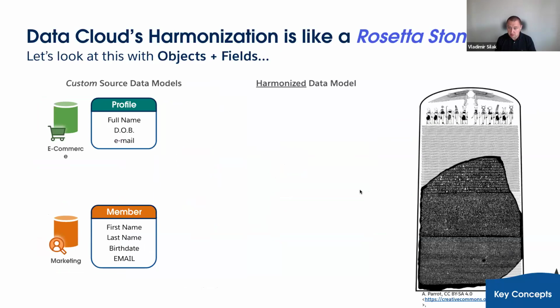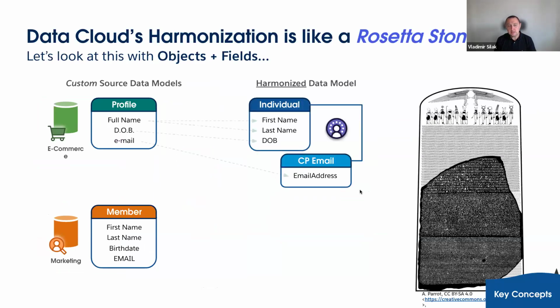A very simple example here, and on the right you can see that Rosetta Stone picture. When we're looking at the e-commerce profile, for example, we've got 3 different attributes: full name, date of birth, and email address. What we end up mapping it into within the data model is an individual object with 3 attributes, and a contact point email object with 1 attribute.